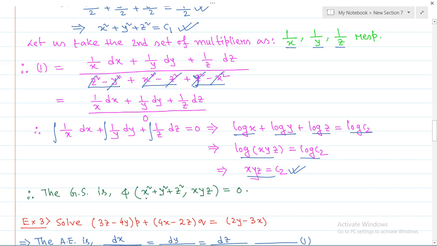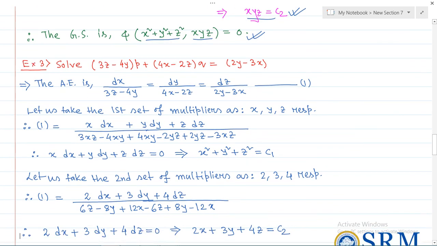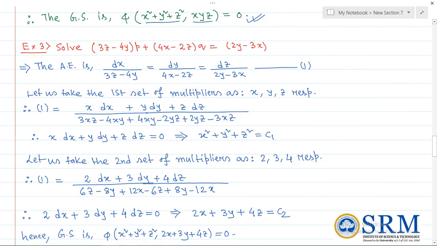So phi of x square plus y square plus z square comma xyz, that is equals to 0. So this is our general solution. Let us try to solve another equation by the similar technique. Solve (3z minus 4y)p plus (4x minus 2z)q equals to 2y minus 3x.